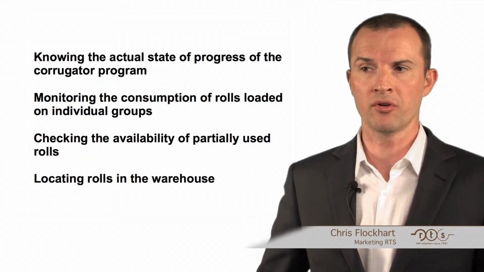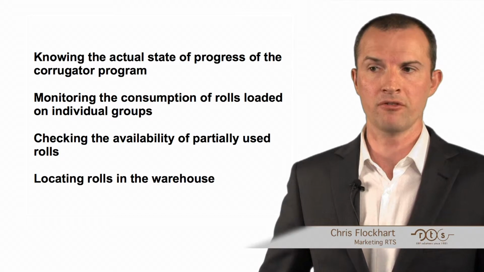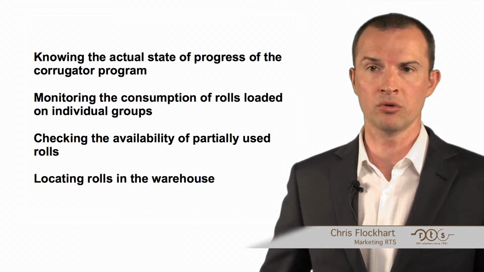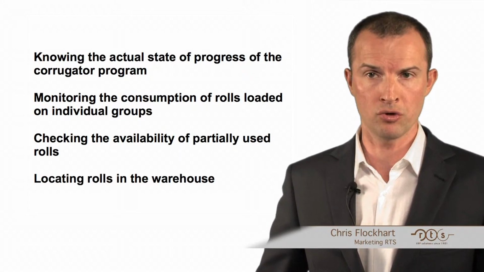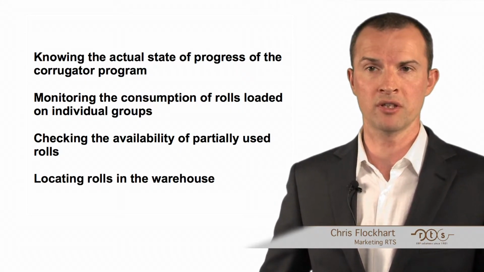in the warehouse. In order to support the forklift driver and allow them to operate at maximum efficiency, the EasyStock Roll module supplies complete information in real time directly to the forklift for knowing the actual state of progress of the corrugator programme, for monitoring the consumption of rolls loaded on individual groups, for checking the availability of partially used rolls, and for locating rolls in the warehouse.